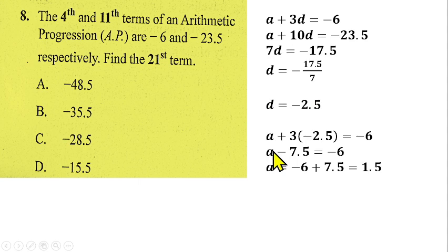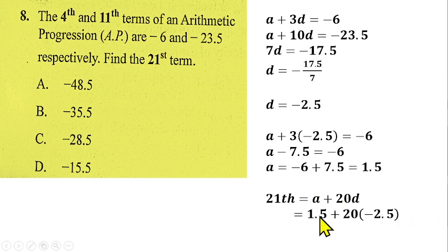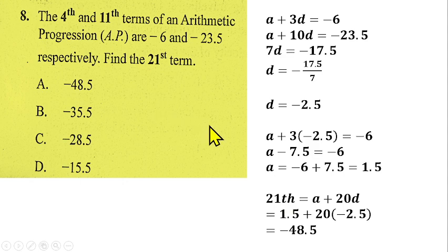So what is the 21st term of an AP? The 21st term of an AP is a plus 20d. So the first term is 1.5, so you have 1.5 plus 20 into our common difference minus 2.5. If you simplify that further, we have the 21st term to be minus 48.5. So option A is the correct option for question number 8.